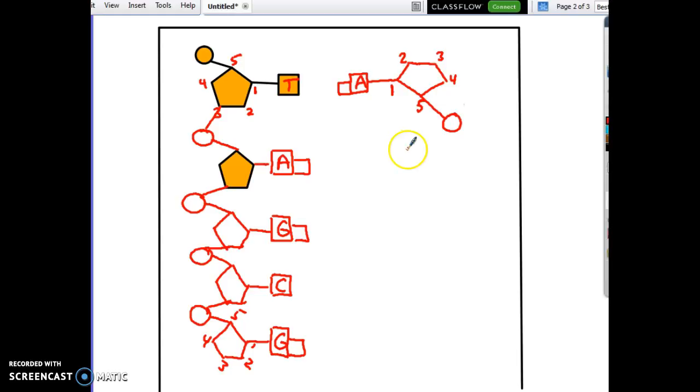So what I'm going to have you do is continue drawing. These are what are known as complementary sequences. I'm going to draw my sugars first to give me a spacing of where I need to draw.